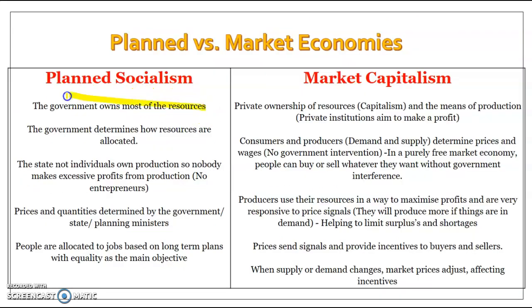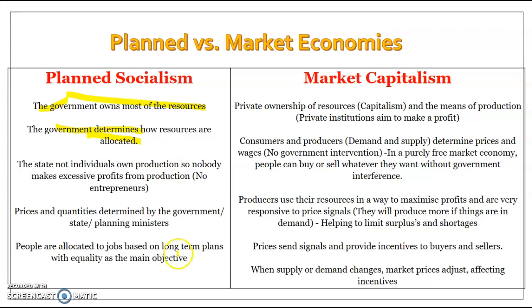Planned socialism, the government owns most of the resources. The government determines how scarce resources are allocated. The state determines what's produced, and no one makes profit, so the aim of businesses isn't to make a profit. Prices are determined by the state. Quantities are determined by the state. People are allocated to jobs based on what the state or the government wants to achieve.